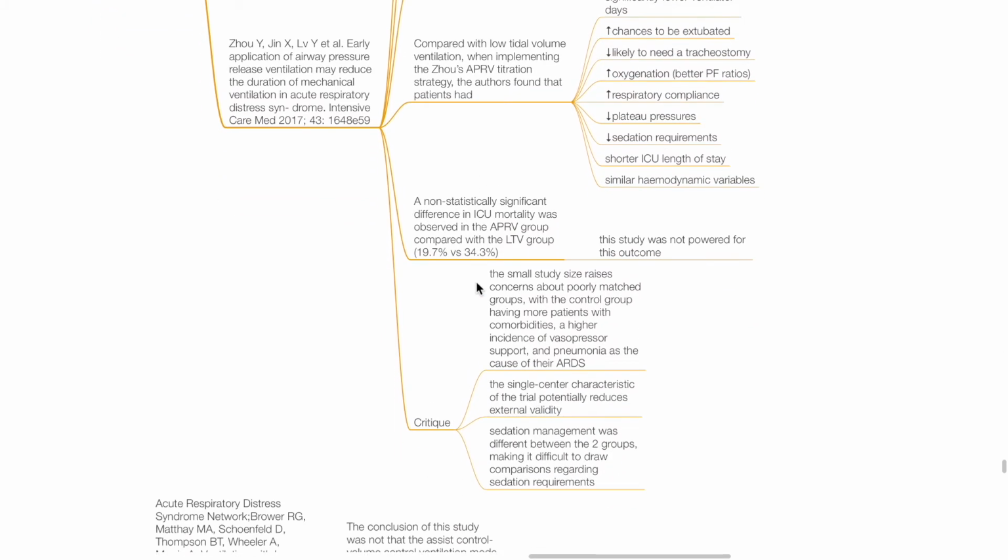A non-statistically significant difference in ICU mortality was observed in the APRV group compared with the low tidal volume ventilation group. However, this study was not powered for this outcome.